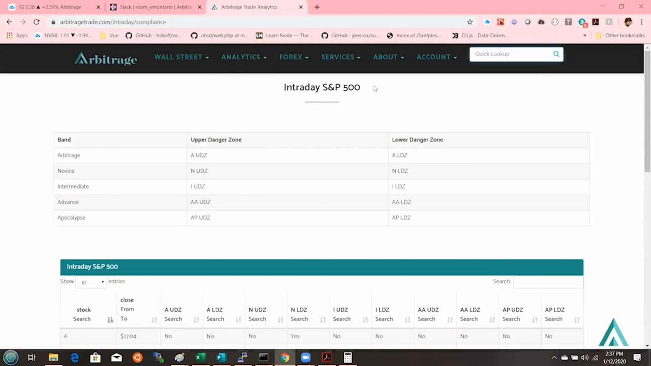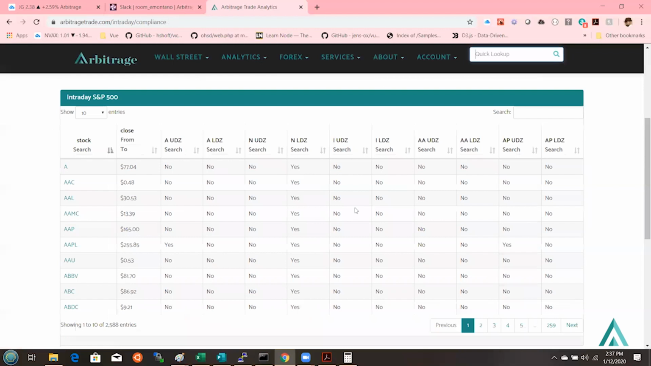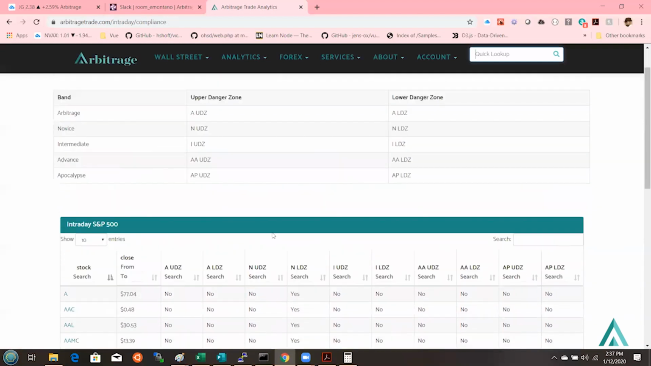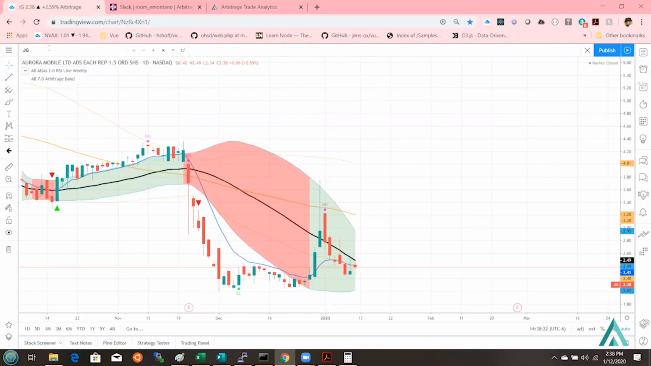So now I'm going to go to the intraday filter, and this is the intraday filter for stocks, and it actually does have some of the Forex pairs in here. So let's see if we can find anyone that's ready to play. If I'm looking to play something for tomorrow, for example, and I type yes for the Apocalypse band, being the biggest band, and yes for the Arbitrage band, it actually does have some results. So there are 16 stocks that are potentially buys for tomorrow. I once again go to Trading View to see if it's ready. So I'm going to look at ADT first.